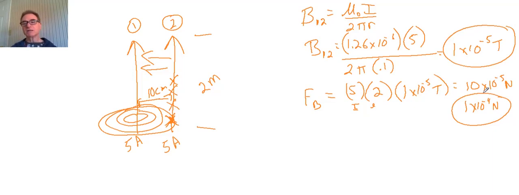All right, so this can be done. It's just a two-step process. First step is figuring out the strength of the magnetic field at the position of wire number 2 due to wire number 1. We figure out that magnetic field strength, then we can just plug that into the equation for the force on a current carrying wire, and that's just ILB times the sine of theta.